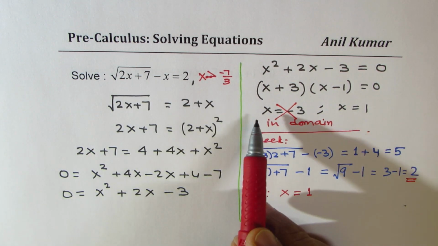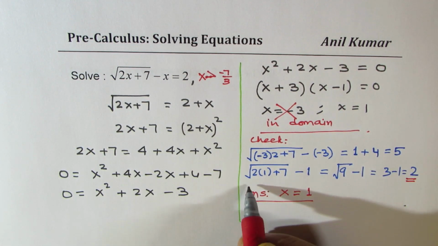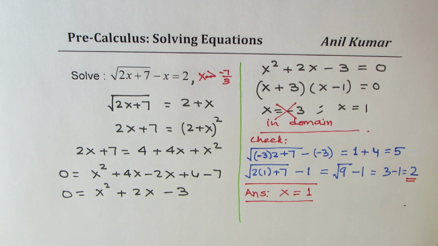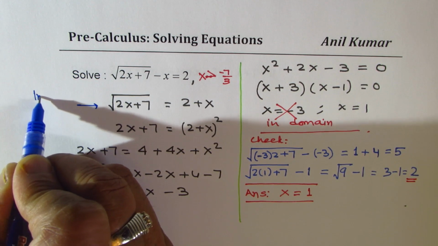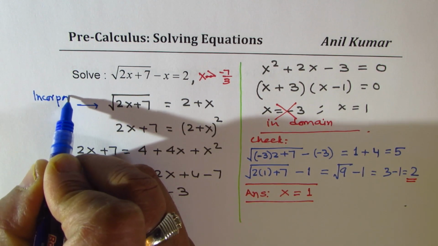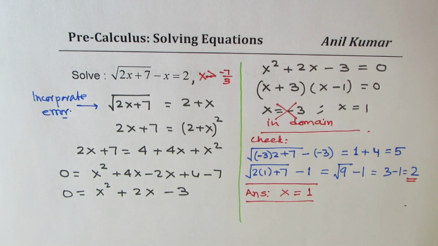So x equals minus 3 is not the right answer. The only answer here is x equal to 1, and this one is an extraneous root. So in spite of being within the domain, it is not part of our solution. One of the reasons is that when you square at this stage, you incorporate errors, since you make the negative also positive. So I hope that makes sense.